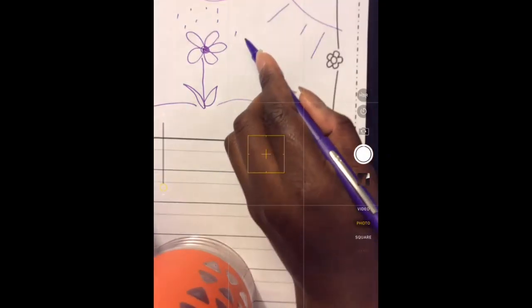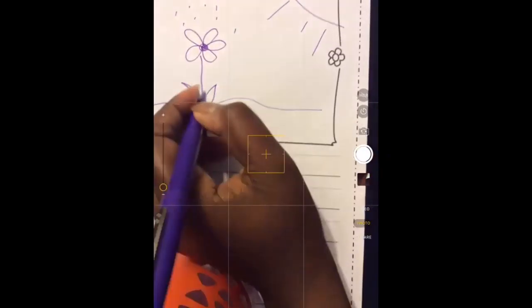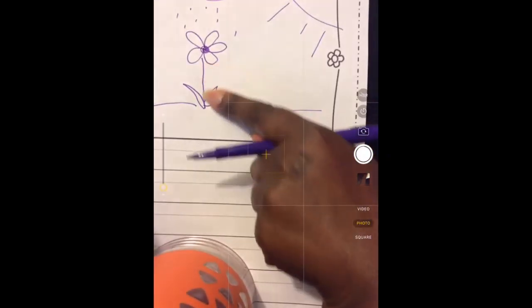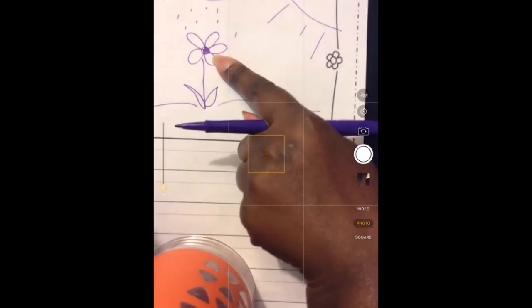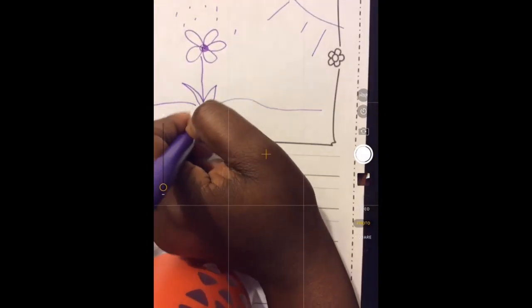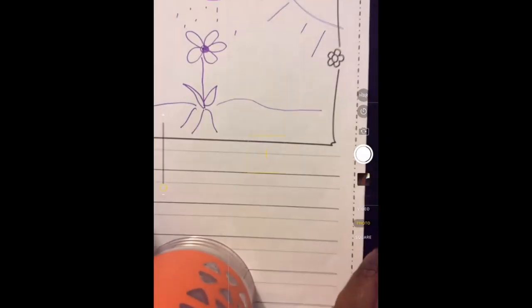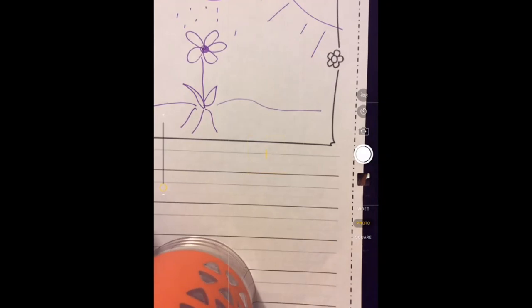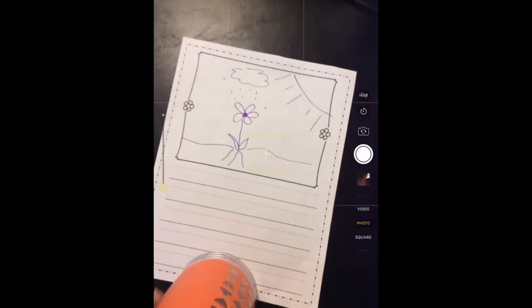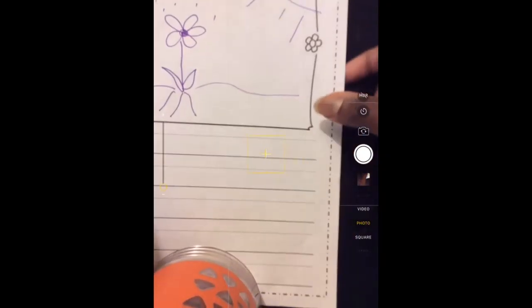What do you think that is? What is my plant missing? Okay, because I have leaves, I have a stem, I have the flower. What am I missing? You're right, I'm missing the roots. So I'm gonna go ahead and draw those down there. Now that I've done my drawing, and let's zoom out so you can see the whole thing. Now that my drawing is done, what could I do?